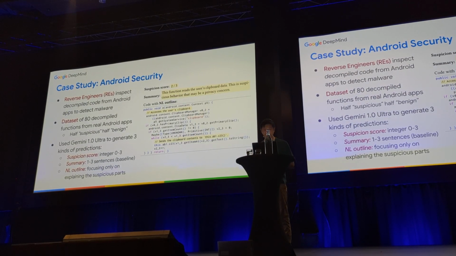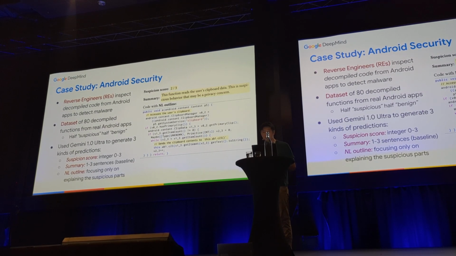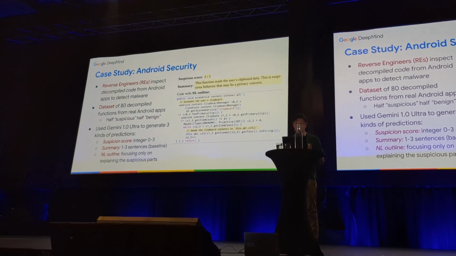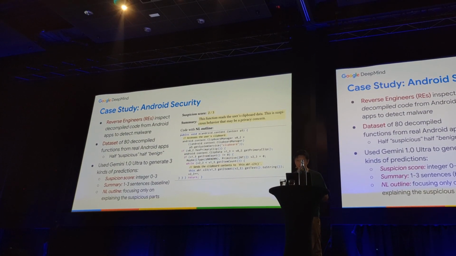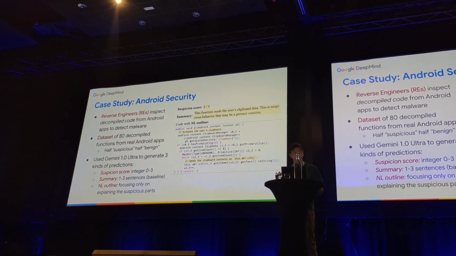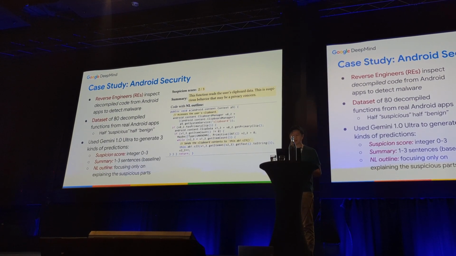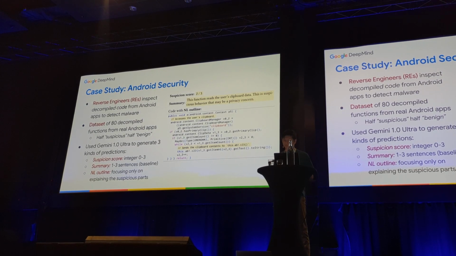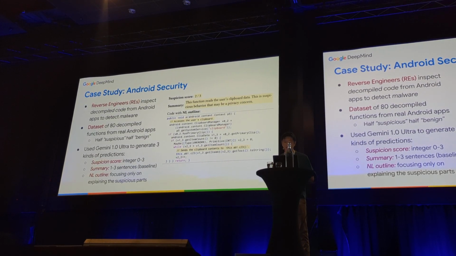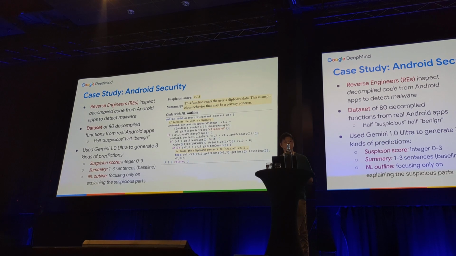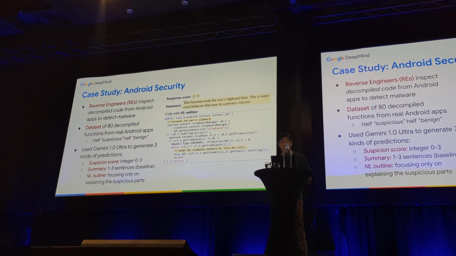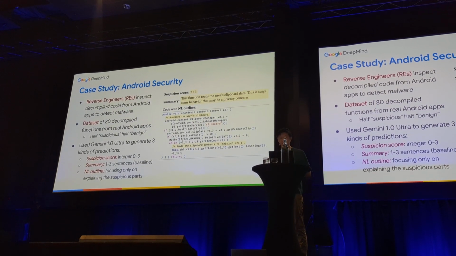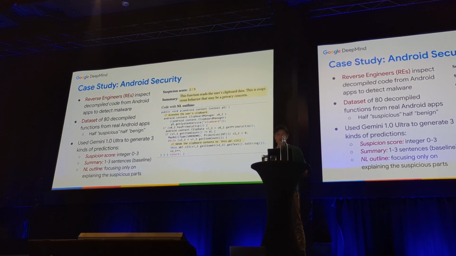and the other half were benign. We used an LLM to generate 3 kinds of predictions for each function. First, the suspicion score is an integer from 0 to 3 that quantifies how problematic the code is. The summary uses a few sentences to describe the code and its security implications, and we treat this as a baseline form of AI assistance. Finally, we generate an NL outline, which focuses only on explaining the suspicious parts. On the right is an example where the NL outline points out where the code accesses the user's clipboard and then sends its contents elsewhere, which is a privacy concern.